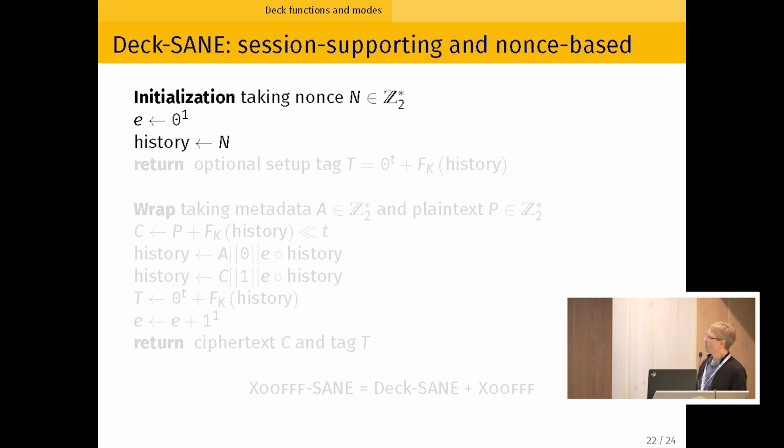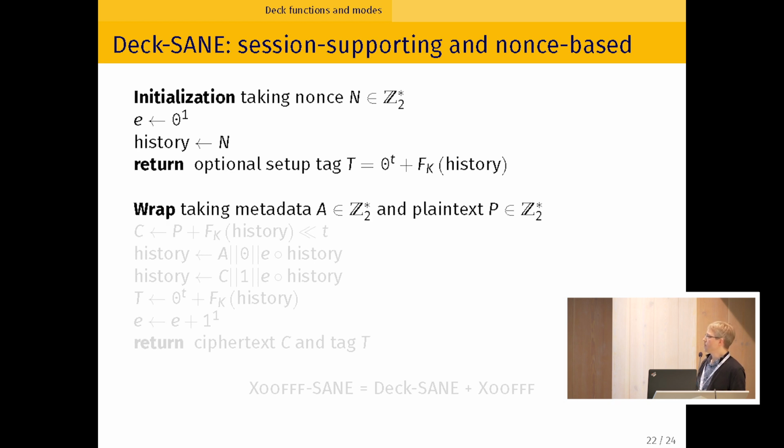History is going to capture the input of my deck function. So it starts with just the nonce. And we create an optional tag on just the session setup that just authenticates the nonce. Then if a message comes in, containing associated data A and plaintext P, we start by creating some key stream here with our deck function. So now we still have only the nonce. We skip the first T bits because we use them for the tag here, and we XOR that to the plaintext P, and that gives us the ciphertext.